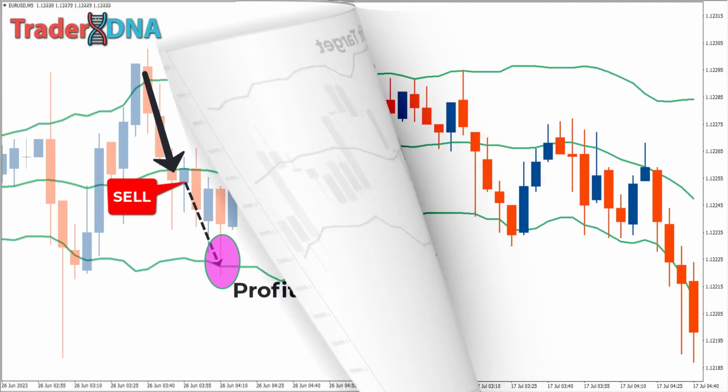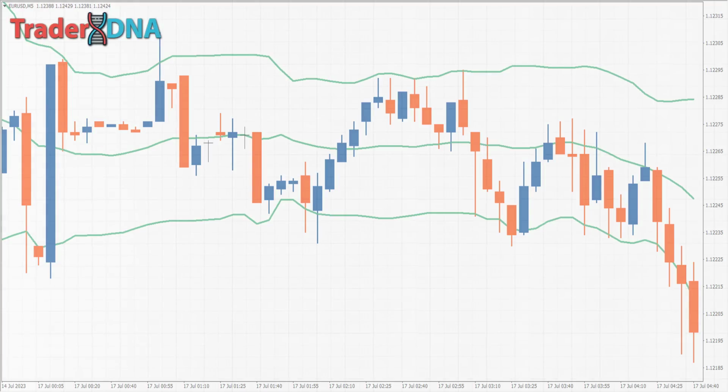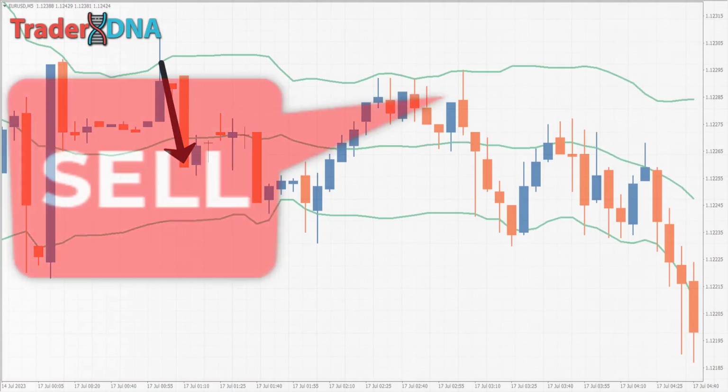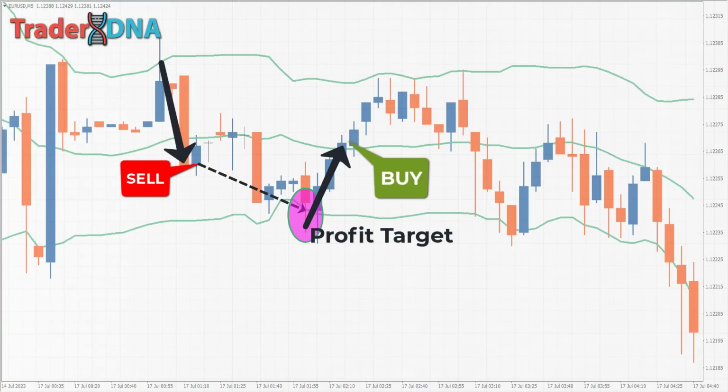Here's another example. Just like the previous chart, Bollinger Bands indicate a sideways or ranging market. In this case, if the price crosses below the SMA 20 level, enter the trade when the candle closes below the SMA 20, with the target to close the position when the price reaches the lower band. If the price crosses above the SMA 20 level, enter the trade when the candle closes above the SMA 20, with the target to close the position when the price reaches the upper band.